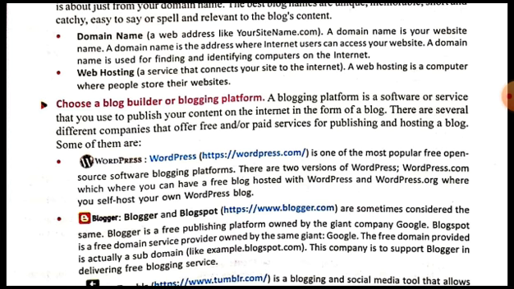WordPress is one of the most popular free open source software blogging platforms. It is open source, and it is also free. Open source means that the source code of the software is available for modification by anybody who wants to create a new web hosting platform or blog hosting platform on their own, by making use of the WordPress code.